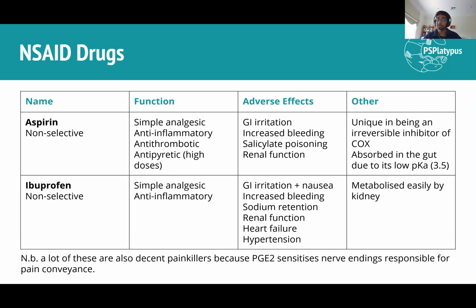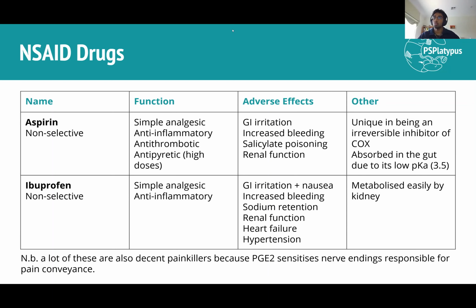Ibuprofen, also anti-inflammatory and a simple analgesic. So there's the note at the bottom there. Why so many NSAIDs are also simple analgesics is because PGE2, that's one of the prostaglandins, is responsible for sensitizing nerve endings in our pain pathways. So we're about to talk about pain pathways, actually. But the upshot is those nerves convey pain from your senses to your brain.